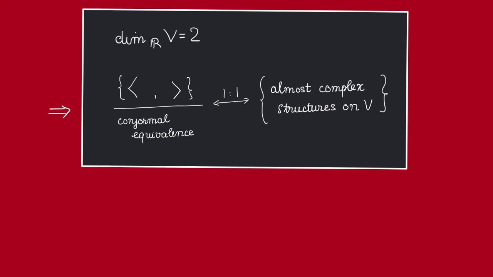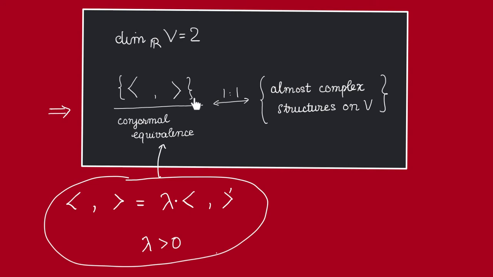If V is a Euclidean vector space of dimension 2, then we have the following bijection. We actually have a bijection between the set of scalar products on V up to conformal equivalence and the set of almost complex structures on V. What does it mean for two scalar products to be conformally equivalent? Well, let's review quickly. Let's say we have these two scalar products. Then we say that they are conformally equivalent if and only if they differ by a positive scalar.